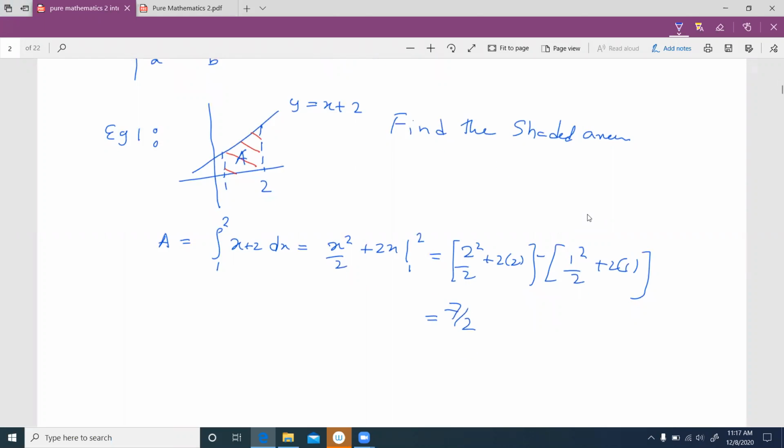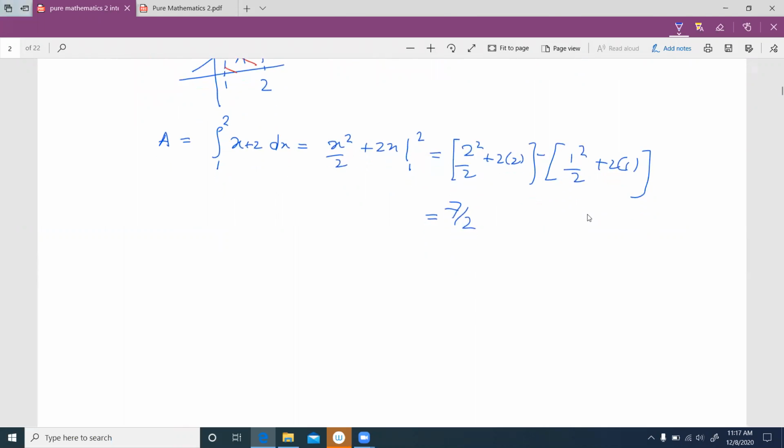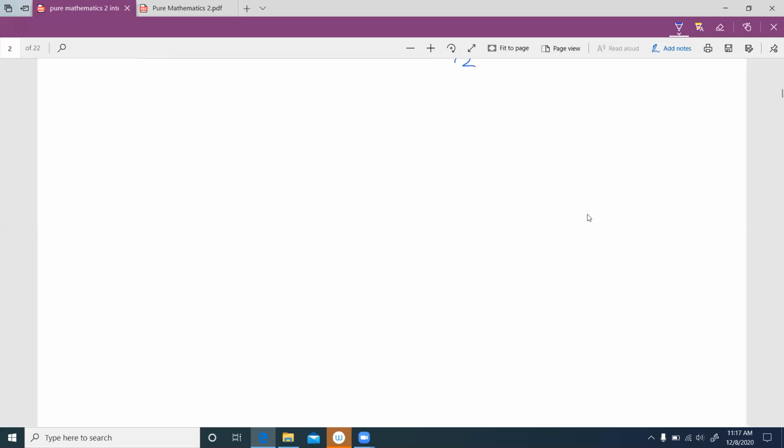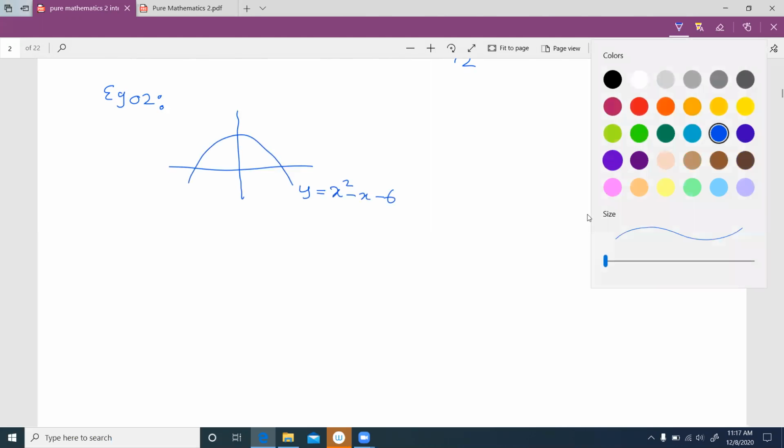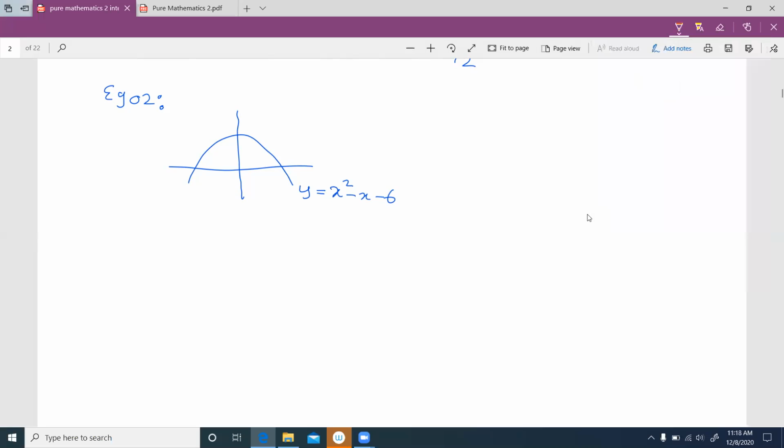Yeah. Let's go ahead with another example. Example 2. Then suppose that there is a curve somewhere like this. This curve is y equals x squared minus x minus 6, right? What they need is to find this area.